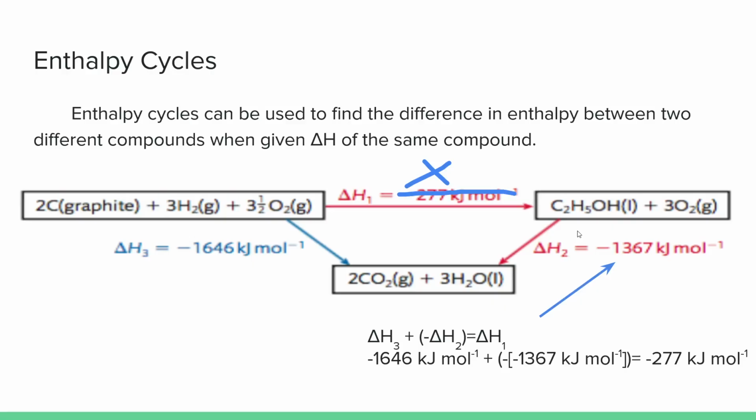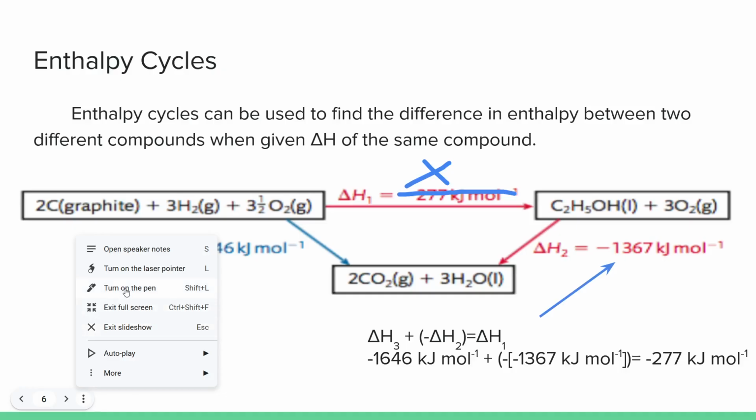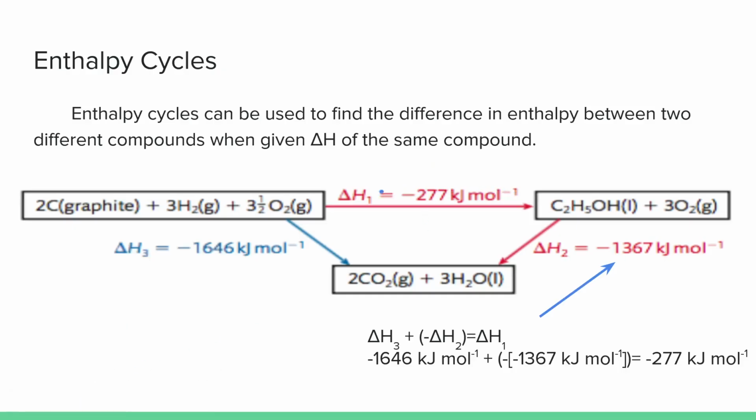So if you see something like that and it doesn't make sense, just know that if a reaction goes in one direction and gives you a negative value, it's going to become positive once you flip it in the other direction. And so once you do those calculations, you get negative 277 kilojoules per mole, which, if we turn off the pen, that's our answer.